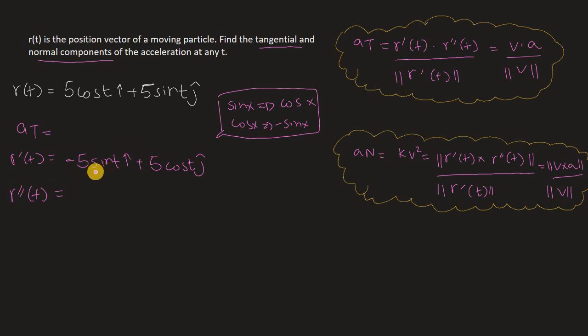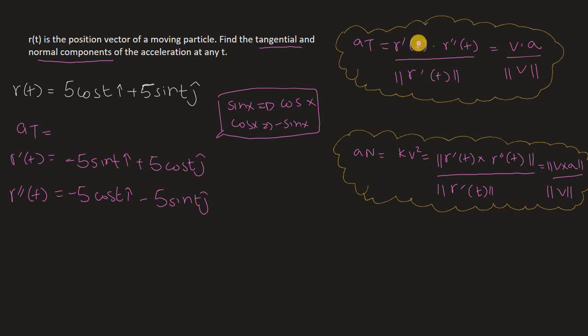Here we have to do the second derivative of this function that we just calculated. Taking the derivative of this, negative 5 is a constant, stays there. What's the derivative of sine t? It's cosine t, i hat. Plus 5 is a constant, stays there. And what's the derivative of cosine t? It's negative sine t, so we have to put a negative here, and then sine t j hat. So this is the first derivative and the second derivative. So we have these two things that we needed.